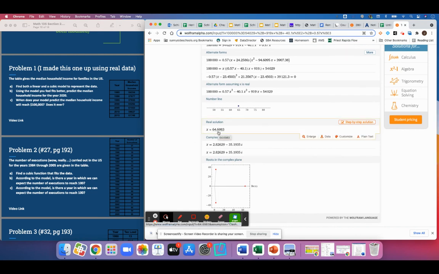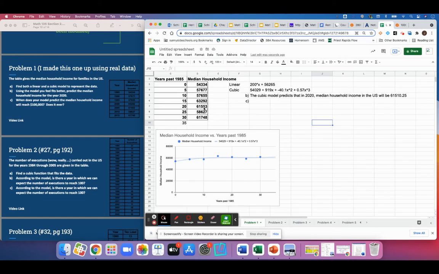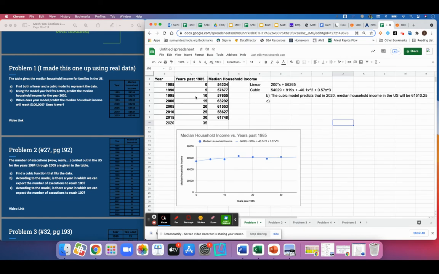So it predicts that 64.6, so about 65 years after 1985. So 1985 plus 65 is the year 2050. So this model predicts that in the year 2050, the median household income in the United States will be $100,000. I suppose we'll have to wait and see.